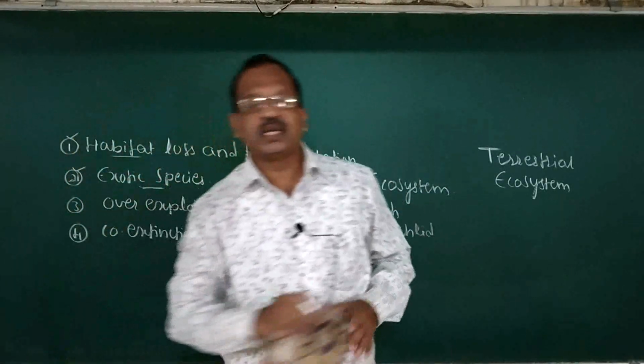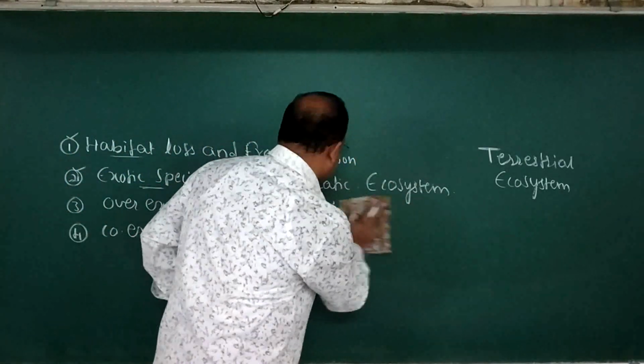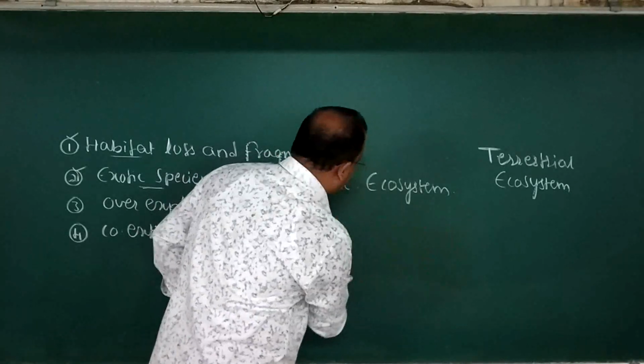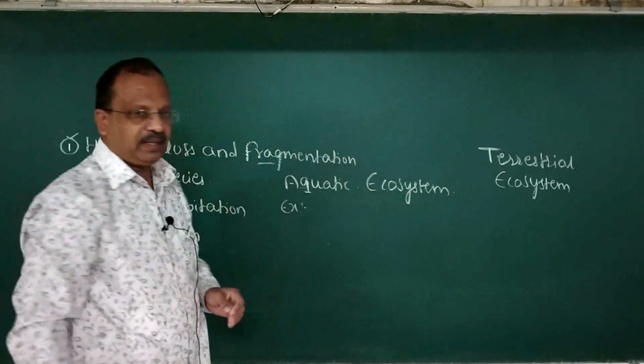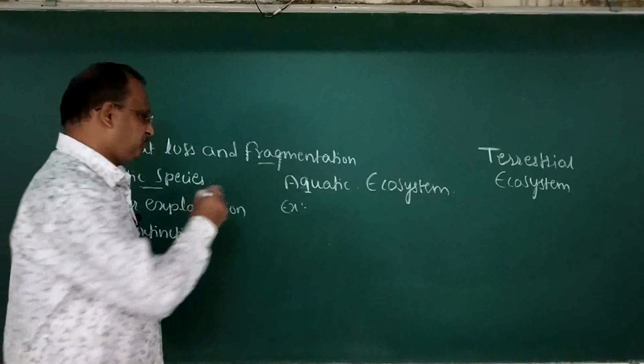So, Nile perch is a mammal, cichlid is a fish.